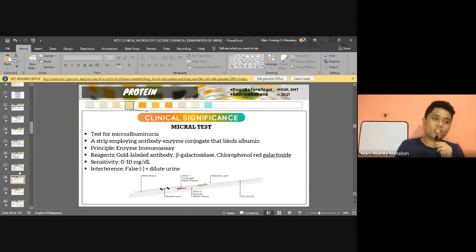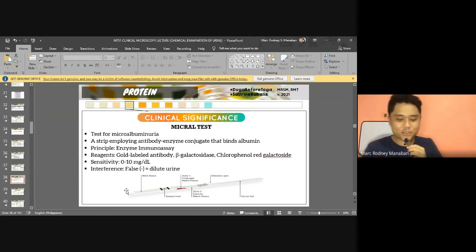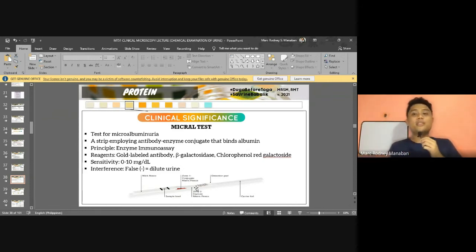Your Micral test is immunochromatographic. It is immunochromatography, an enzyme immunoassay, but it uses a strip. It follows the principle of immunochromatography, a labeled immunoassay. It uses a labeled antibody, an anti-human albumin antibody conjugated with gold. So it's a gold conjugate antibody to albumin. And it uses the enzyme beta-galactosidase and the substrate chlorophenol red galactoside, all right?